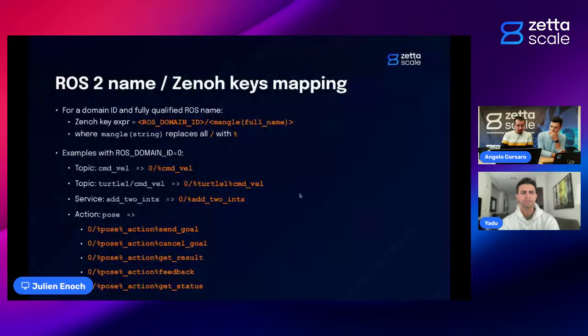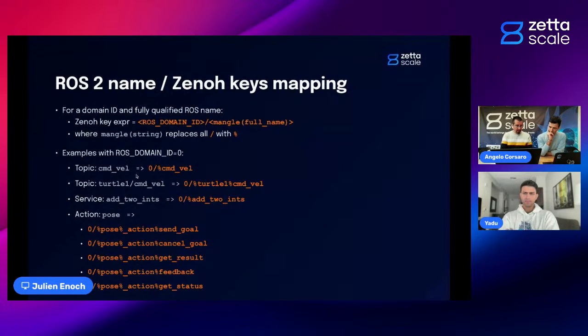So for a domain ID and for a specified fully qualified ROS name, a Zenoh key expression will be the ROS domain ID / the full name, which is mangled. By mangled, we mean all the slashes in a ROS name are replaced with the % character. So for instance, if we have domain ID 0, a topic cmdvel will use a key expression 0/%cmdvel, because we have the slash global workspace in front when mapped over Zenoh.